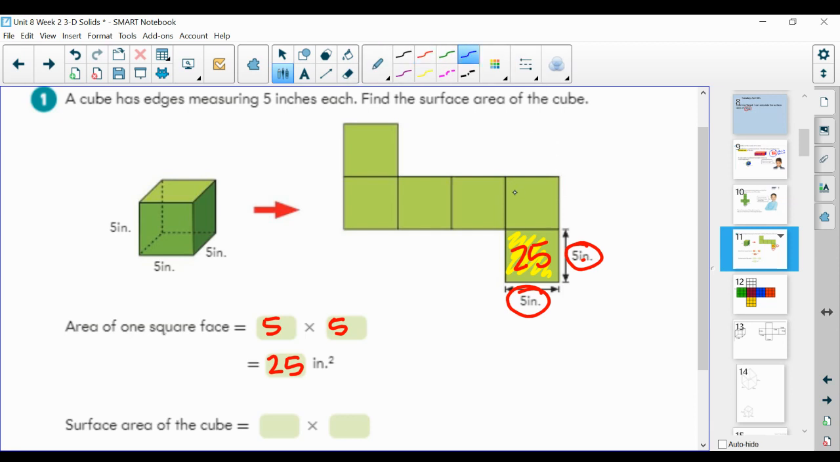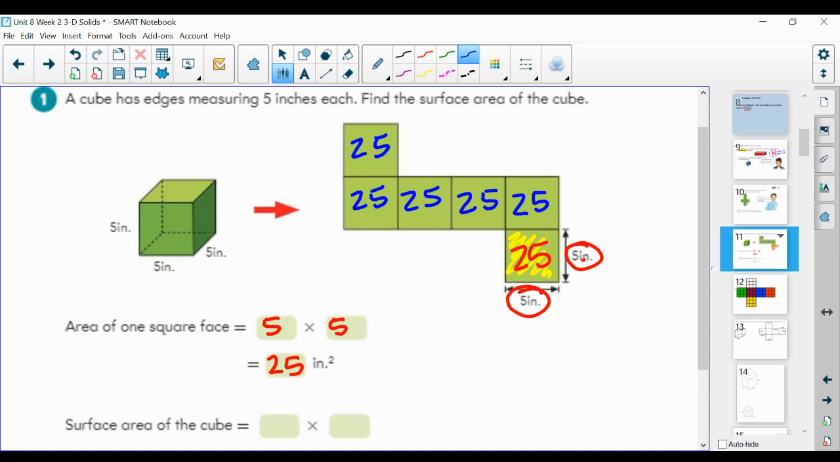So what we also know is that without even doing our 5 times 5, the area of this face is also going to be 25. And the area of this face is also going to be 25. And the area of this face is also going to be 25. Same thing with this one. And lastly, this one. So all 6 faces of our cube have the same area, those flat sides.